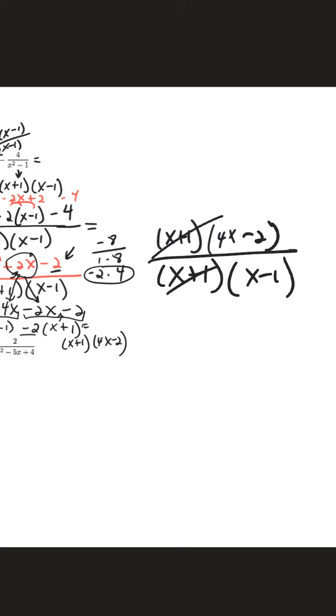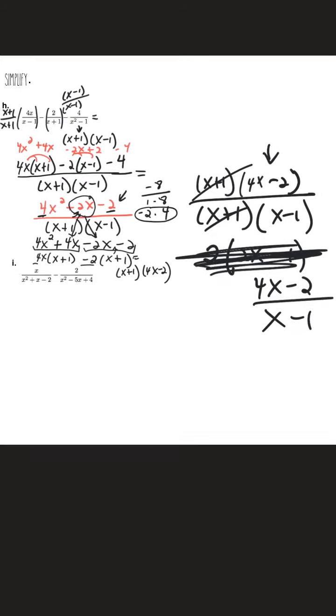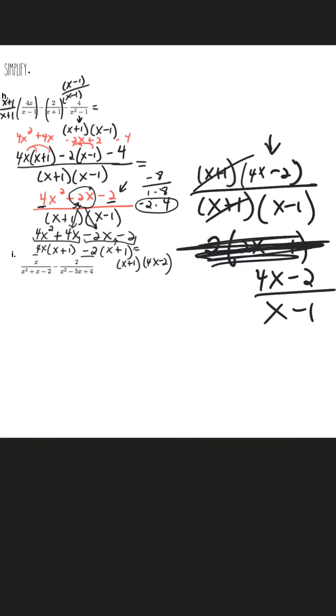Now, 4x minus 2, that can be simplified further. Let's just try this real quick and see if we can factor 4x minus 2. I can pull out a 2. That would give me 2x minus 1. Is that going to help us? No. So I'm just checking to make sure. So my final answer is 4x minus 2 over x minus 1. Lots of stuff.